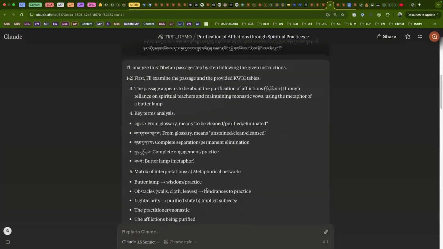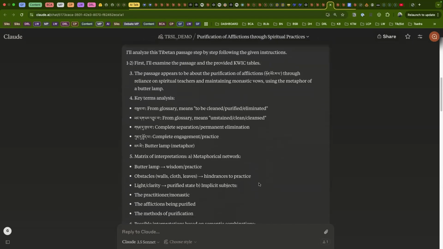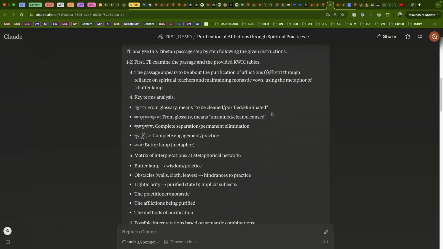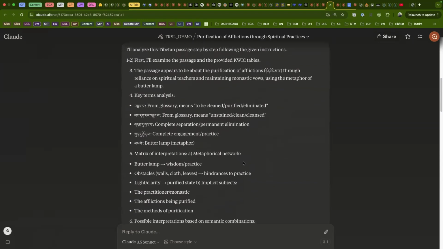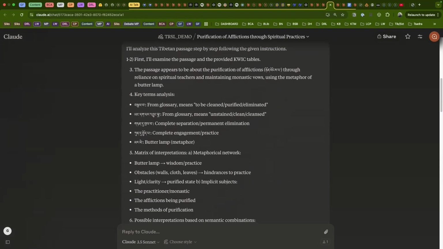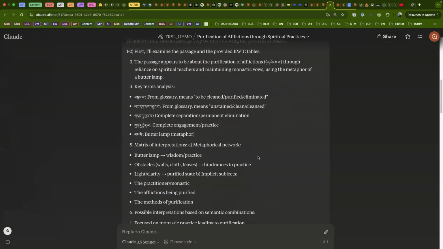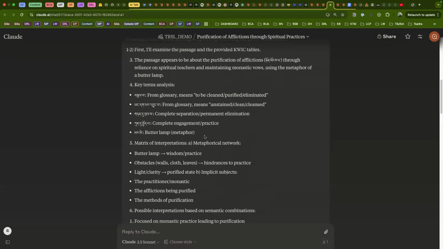There is feedback here, and I could ask Claude to expand that even further, but you have feedback on what's going on here. Key terms analysis. From the glossary, okay, I understand it may mean this. Okay, farnad means unstained, so that would be this Buddhist hybrid Sanskrit-Tibetan term instead of simply "arising". As you can see, this can radically change the translation. So that's an important piece of information.